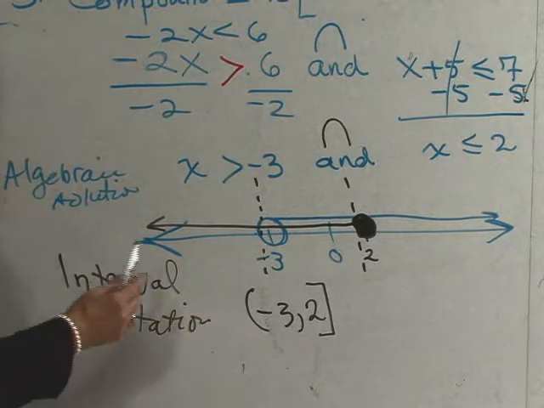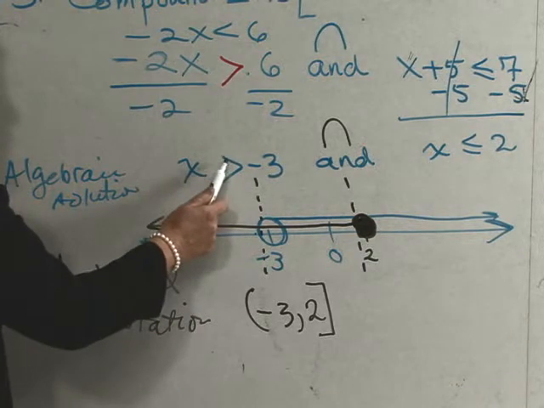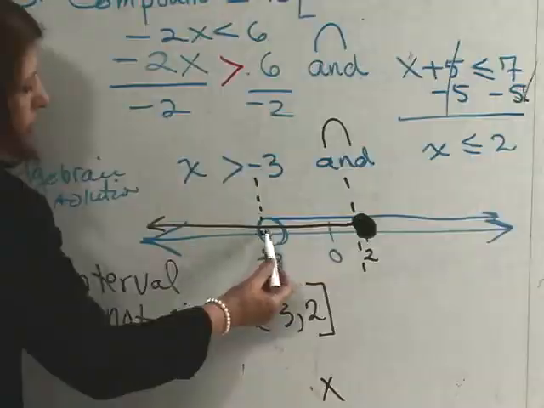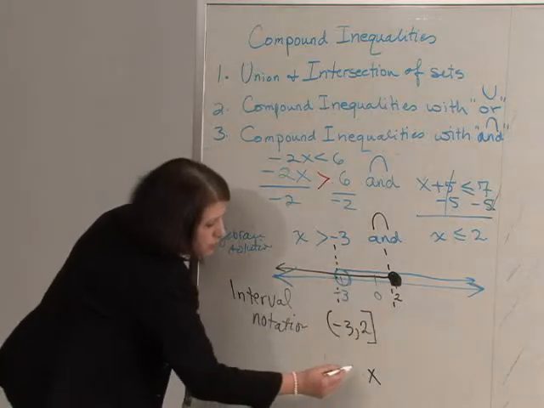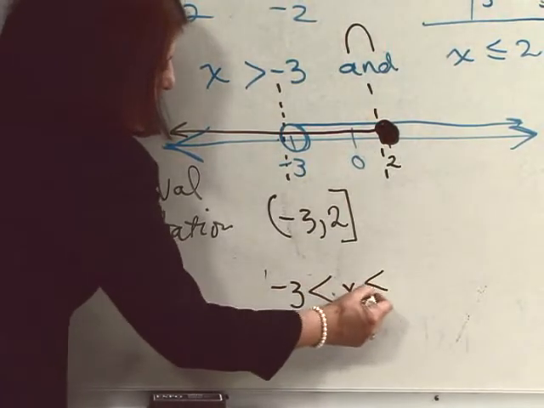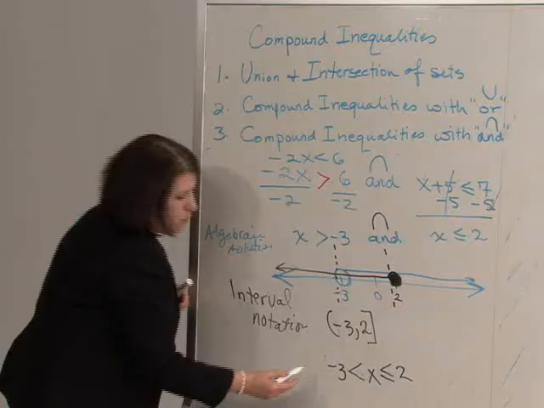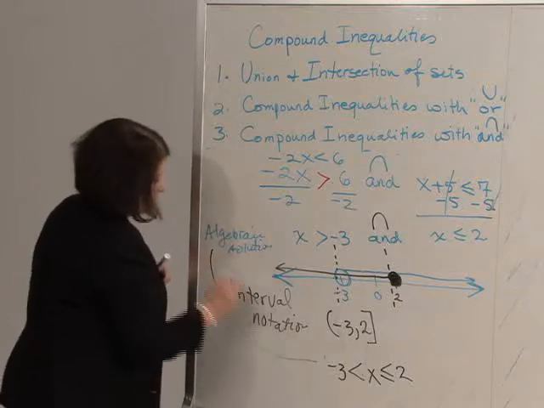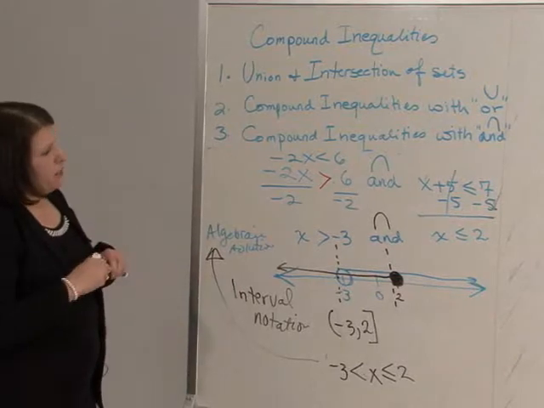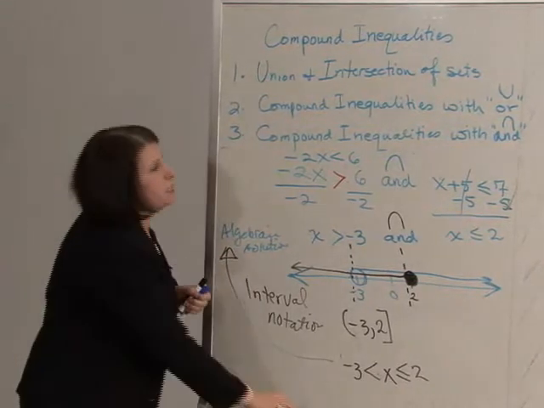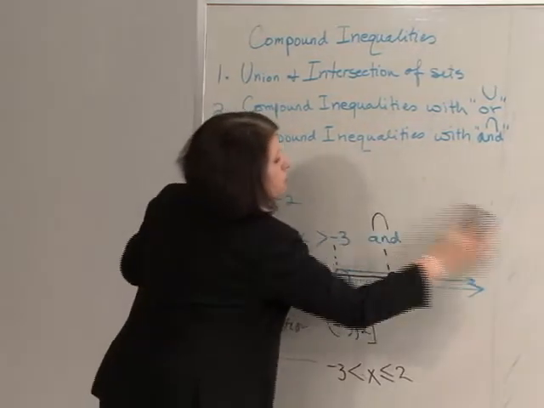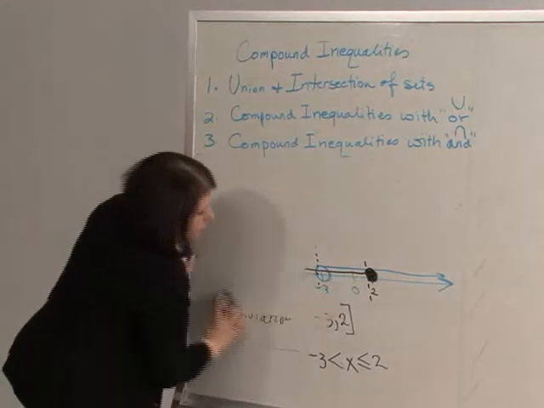And now, another way I can write the solution instead of having it like this, I can say the solution is x. X has to be between negative 3 and 2. So x is greater than negative 3, less than or equal to 2. So that would be another way of writing the algebraic solution. There is another representation of compound inequalities with "and," and I'm just going to show you this one last example on that.